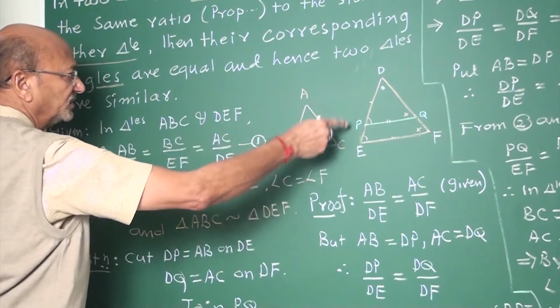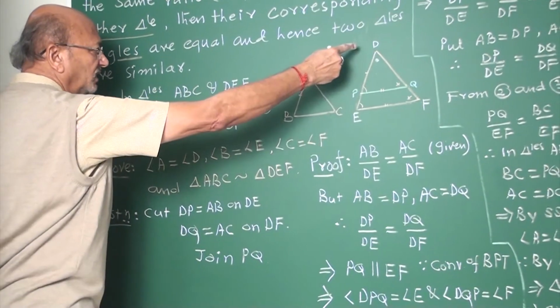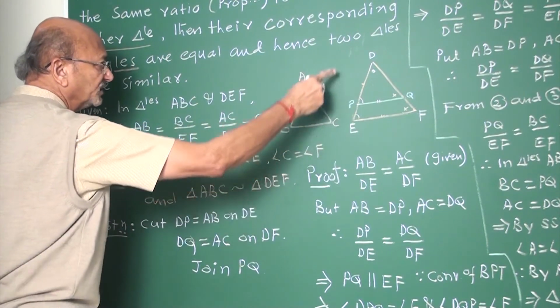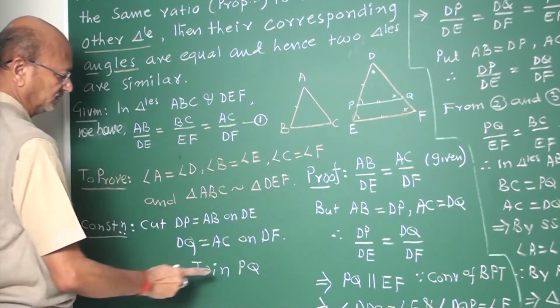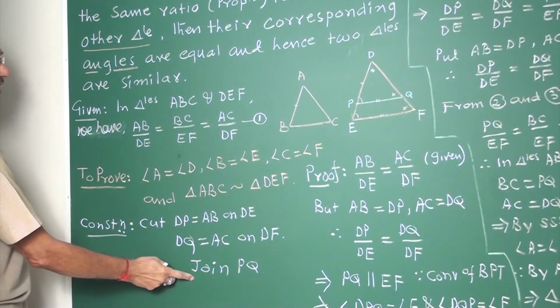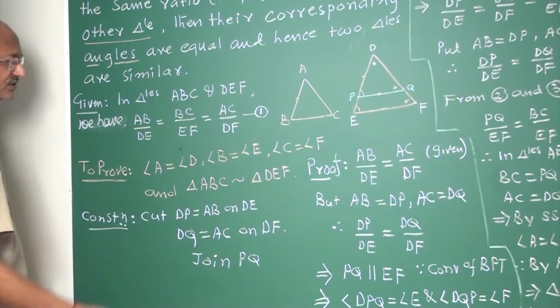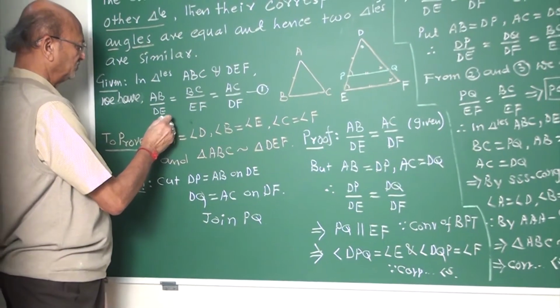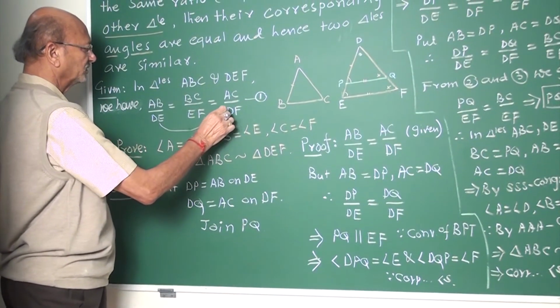Construction. Cut along DE and DF. Cut DP equal to AB and DQ equal to AC along DE and DF. The same thing is written. Join PQ. Yes, my friends. We have used this first.